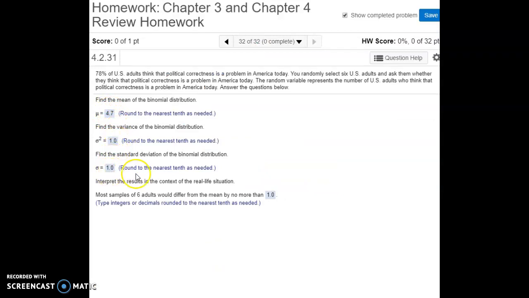So enter those answers, round to the correct number of decimals, and then we're going to interpret the result. It would be unusual for a sample to be more than 2 standard deviations away from the mean, and most samples are within 1 standard deviation of the mean. So this is asking about most samples. So most samples of 6 adults, which matches up with the calculations we just did, with 6 trials in our experiment, would differ from the mean by no more than the standard deviation. And our standard deviation was 1.0, so they would differ from the mean by no more than 1.0.